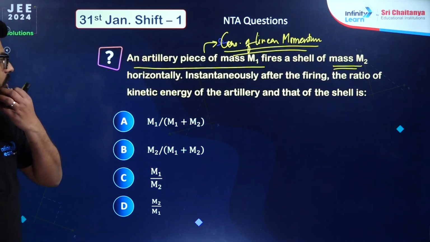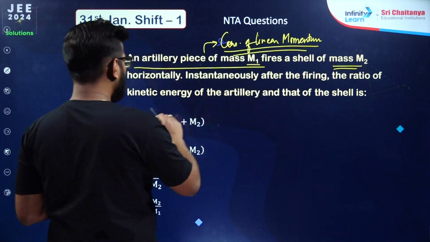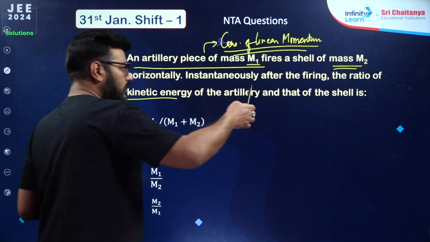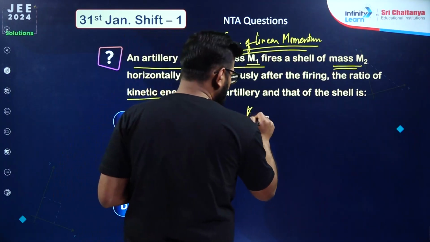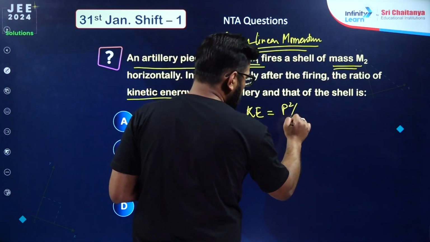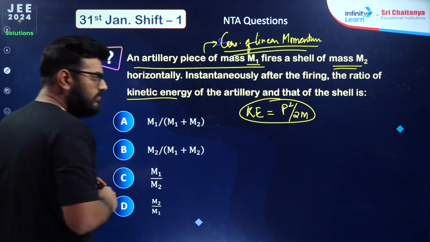So basically an artillery piece m1 fires a shell of m2 horizontally, instantaneously after, the ratio of the kinetic energy. So the momenta are going to be the same, right? The momenta are going to be the same and the kinetic energy is p square by 2m. So momentum is the same, kinetic energy will be inversely related to the masses.